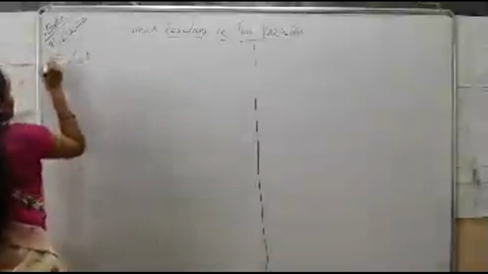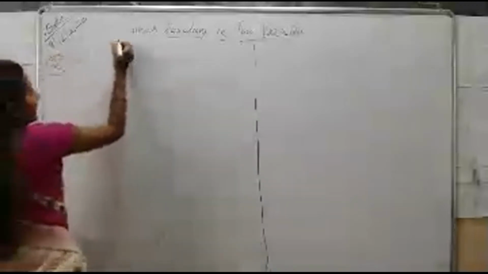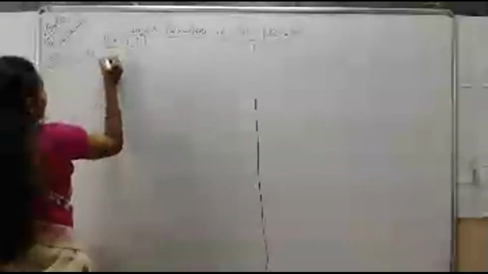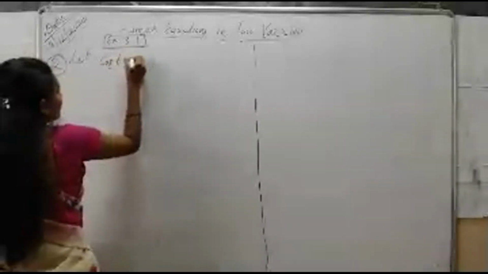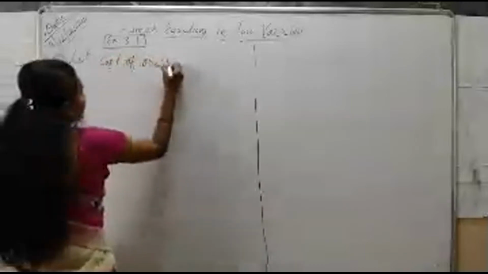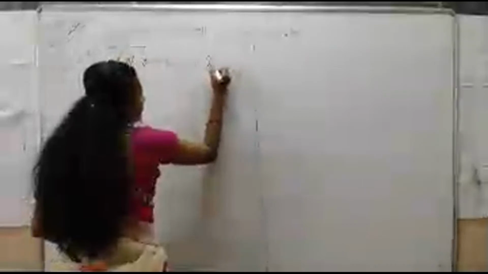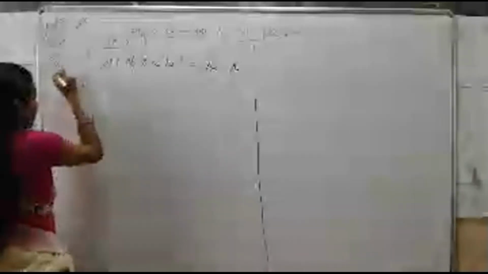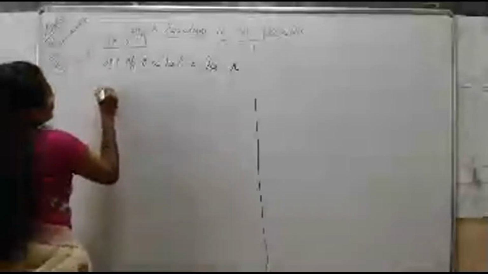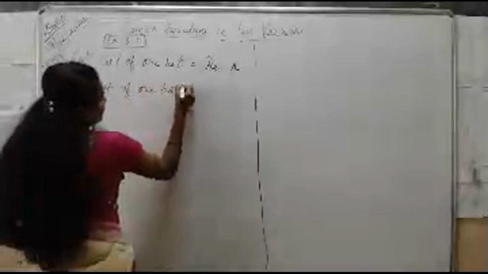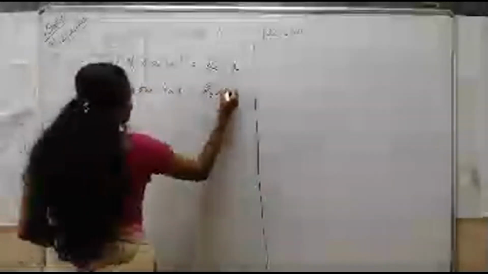Solution to question number 2. Okay, exercise 3.1. Let the cost of one bat be rupees x. Cost of one ball is equal to rupees y, because we don't know how much rupees it is.